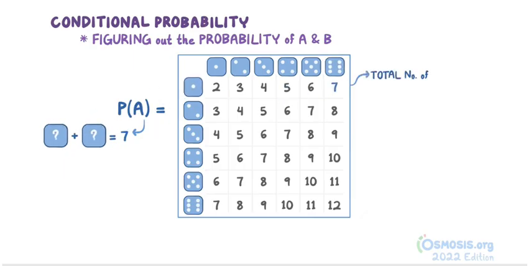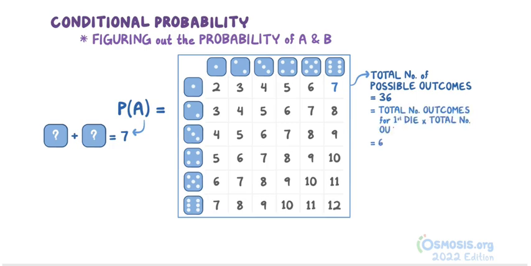The total number of squares in the outcome table is 36, and that's also the total number of possible outcomes from the sum of two dice. A simple way to figure this out is to multiply the number of outcomes possible for the first die, so 6, by the number of outcomes possible for the second die, which is also 6, which equals 36.